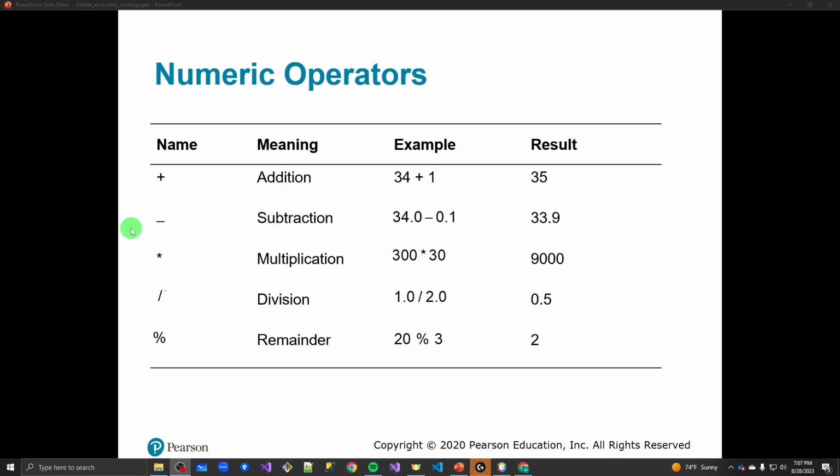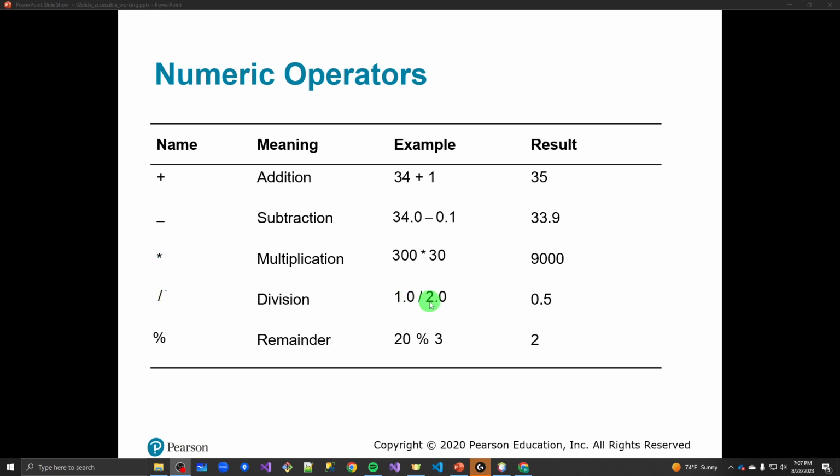Numeric operators. You're probably familiar with every one of these because you've been doing them since second grade, first grade, wherever you learned to add. Maybe kindergarten anymore, I don't know. But we know what addition is. We know 34 plus 1 equals 35, subtraction. So these are called operators. Okay. The multiplication operator is an asterisk, and the division operator is a slash.